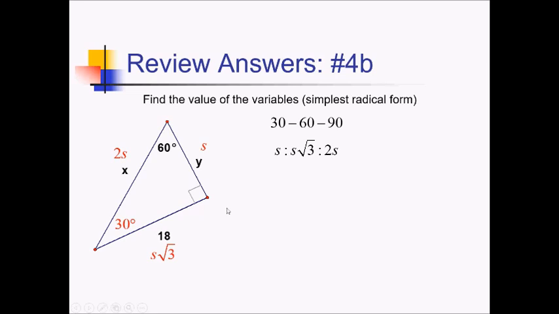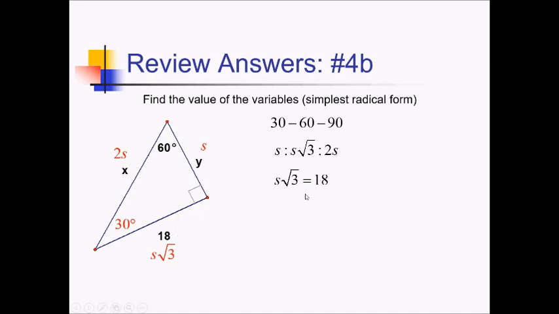So for finding s, I need to figure out the side that they actually gave me and set the s expression equal to that. In this case, they told me the 18 here went with this side of the triangle, and I know that that's the s radical 3 side of this triangle. So I can write s radical 3 equals 18. I could also write x equals 2s, but then I can't really solve for anything. So I need an actual number here.